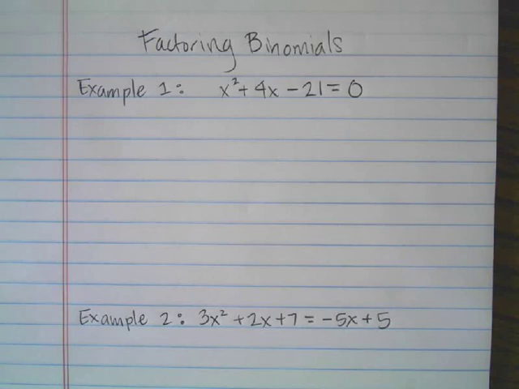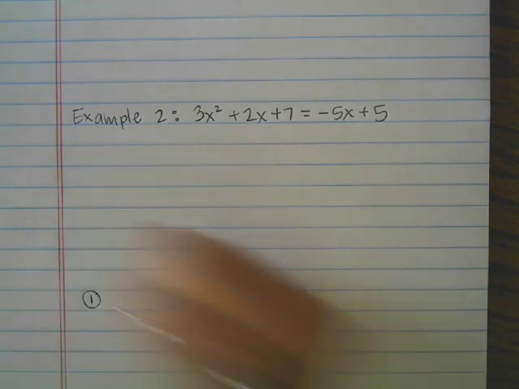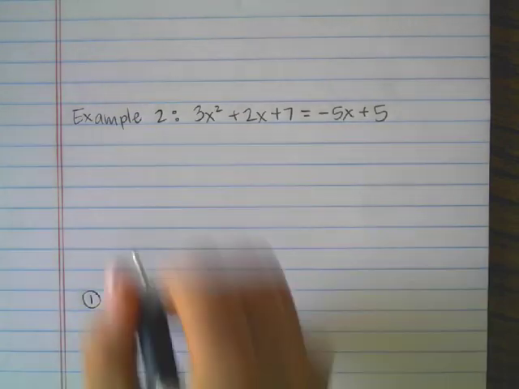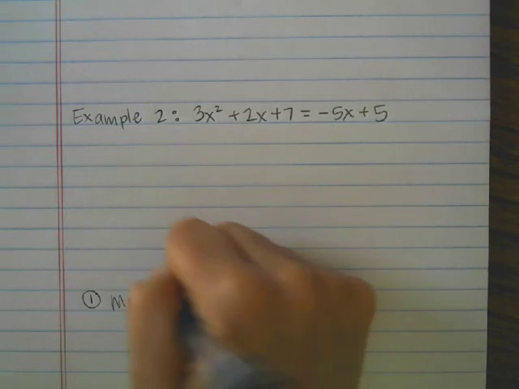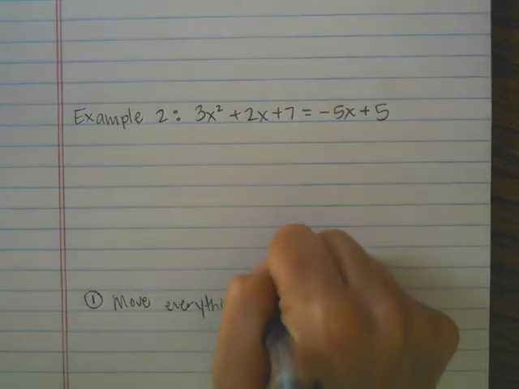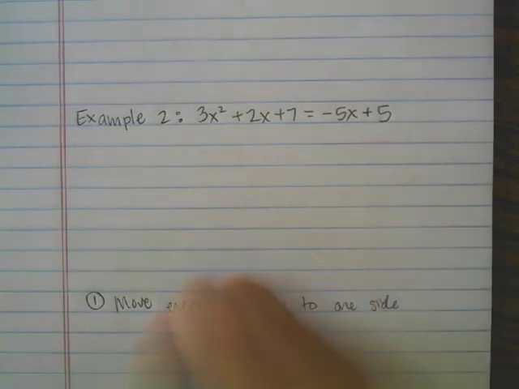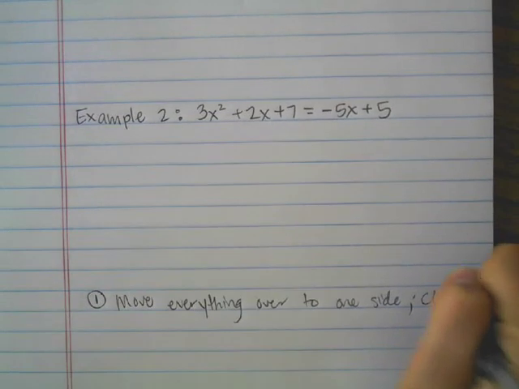Okay, today we're going to learn how to factor and solve binomials using magic. The first thing you want to do is, so I'm going to move this up and write the steps down. The first thing you want to do is move everything over to one side. And that's combining like terms, which I call CLT.